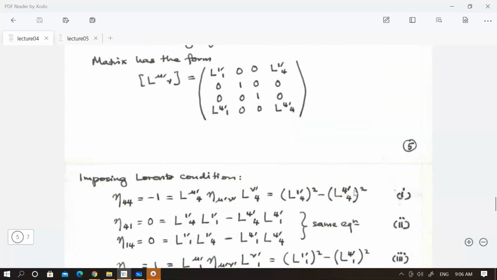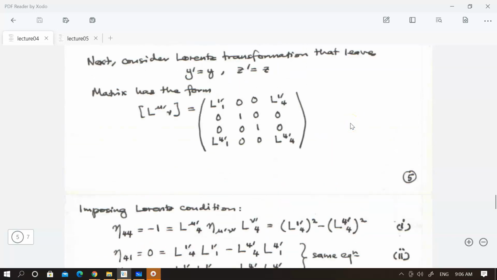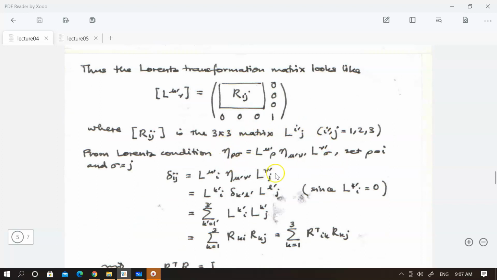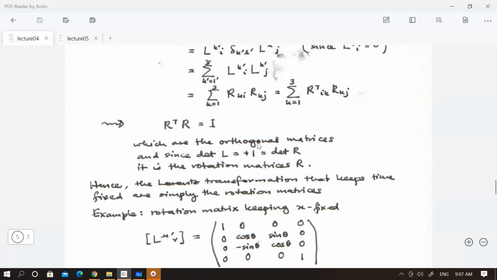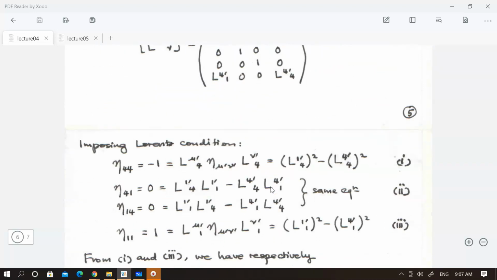So again, what we need to do is to impose your Lorentz condition. Remember the Lorentz condition that we had earlier from the identity. Let me just recall that. Yeah, I think it's here. Okay, so one will need to impose this condition, particularly involving those elements which are not zero here. So one would be interested, for example, in the Lorentz condition when you have eta 4 4, and eta 4 4 is -1, of course, and then the Lorentz condition says this: you have L mu dash 4 eta mu dash nu dash L nu dash 4, where mu dash and nu dash are being summed.